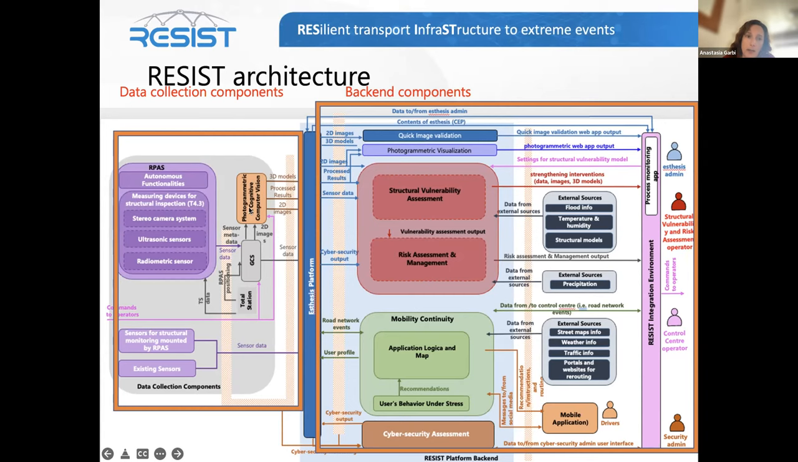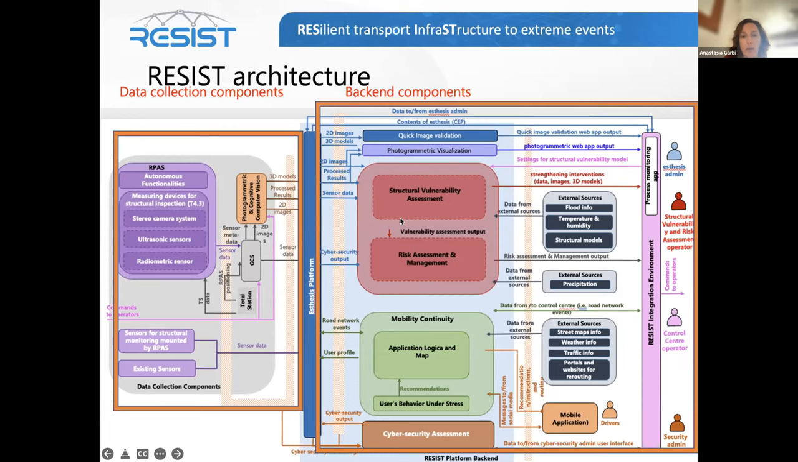So the backend system and the data collection components communicate with the STCs platform, which is like a central bus, put it this way, that takes all the data captured from the field and makes them available in the correct type and format to the processing components that are available on the backend side. Which are the quick image validation system that allows to quickly view the images captured from the field and plan the next missions or actions. The photogrammetric visualization that analyzes in more detail the captured information.